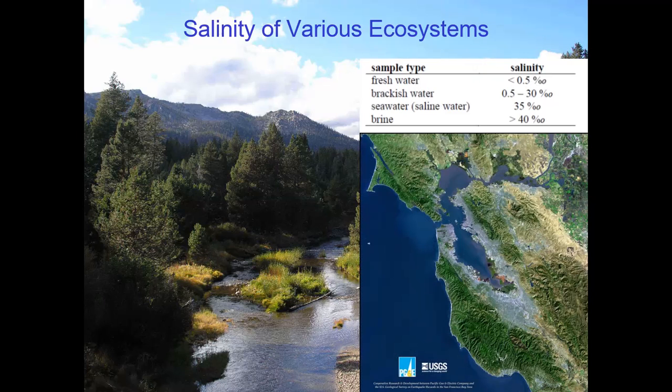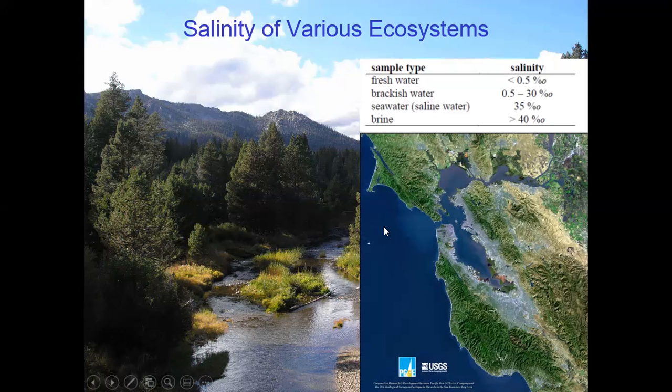Brackish water is just a mix between salt water or seawater and fresh water, and that can be anywhere from 0.5% to 30%. And then seawater is generally around 30, but you'll see in the lab today that it fluctuates based on the amount of fresh water that's input into it. And then brine is going to be any sample that has over 40% parts per thousand of salt ions.